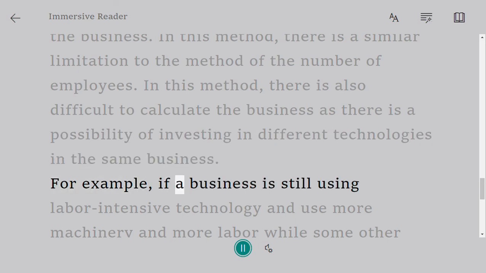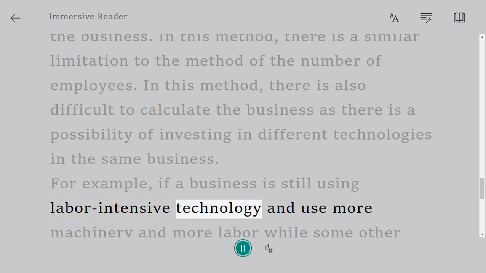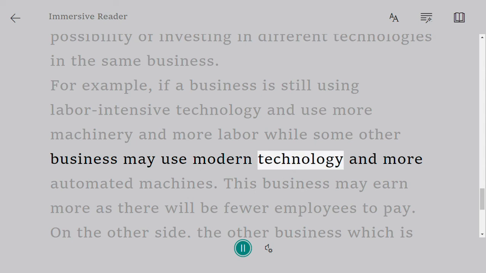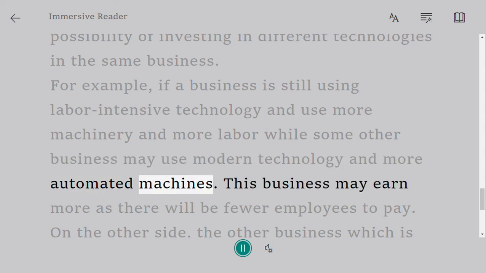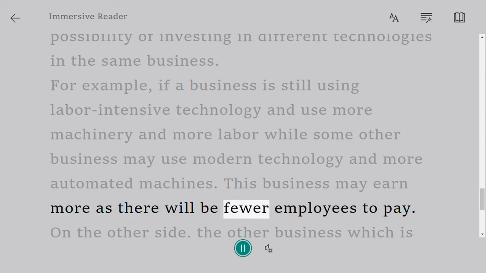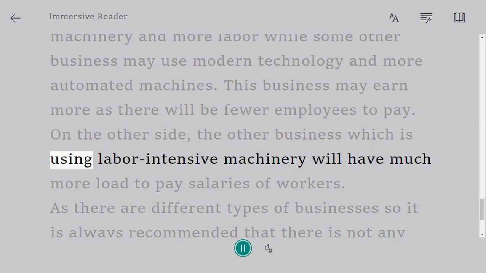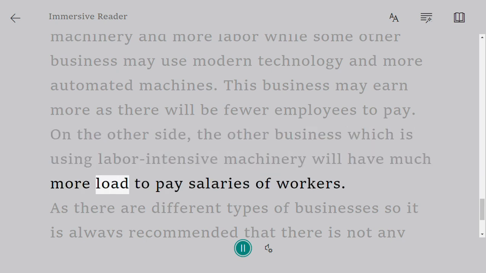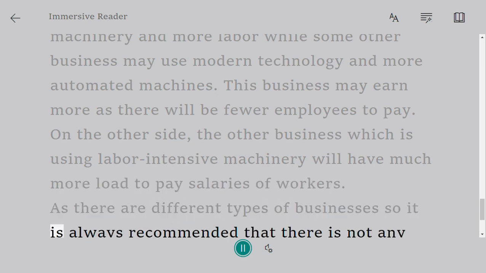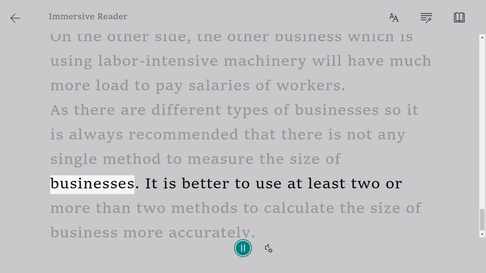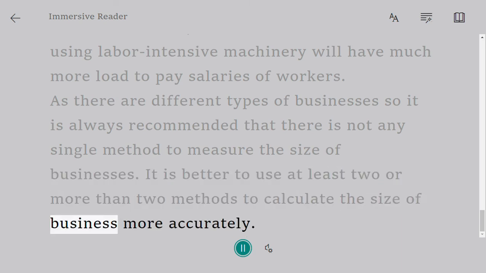For example, if a business is still using labor-intensive technology and uses more machinery and more labor, while some other business may use modern technology and more automated machines, this business may earn more as there will be fewer employees to pay. On the other side, the other business, which is using labor-intensive machinery, will have much more load to pay salaries of workers. As there are different types of businesses, it is always recommended that there is not any single method to measure the size of businesses. It is better to use at least two or more methods to calculate the size of a business more accurately.